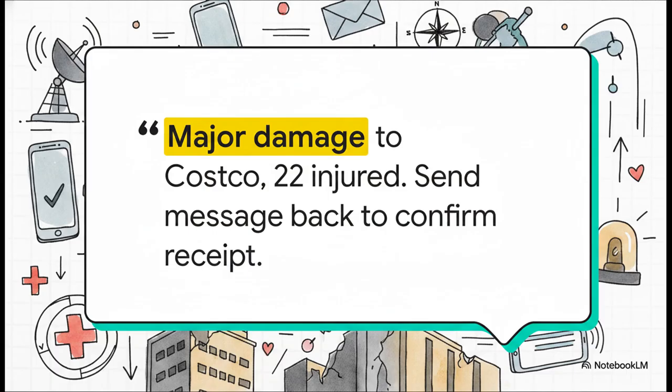I mean, look at how incredibly efficient this is. It specifically notes the beacon exercise name right up front, so the recipient instantly knows it's a drill and not a real-world panic. It states the location, the exact number of casualties, her readiness status, and it ends with a direct demand for a receipt confirmation.